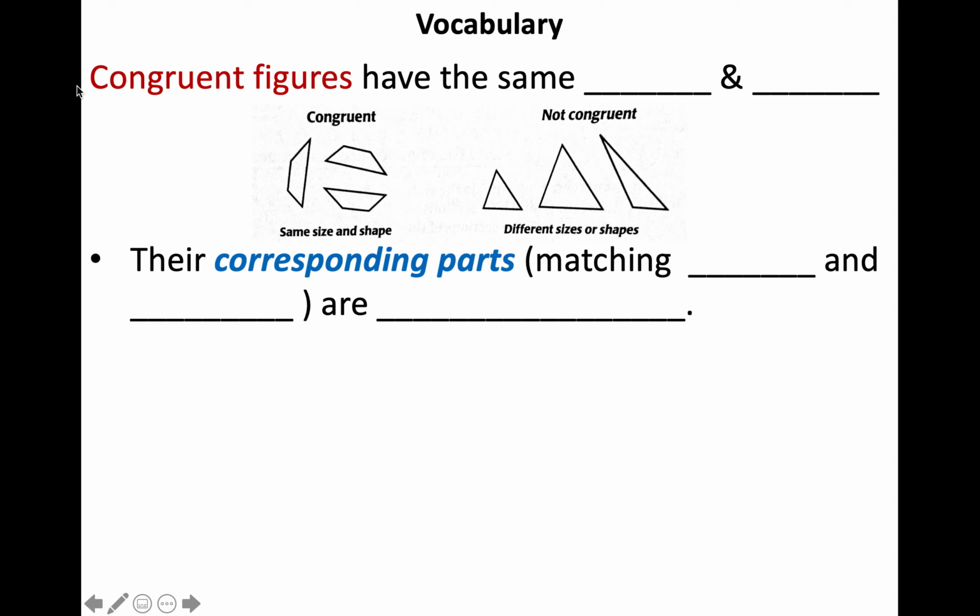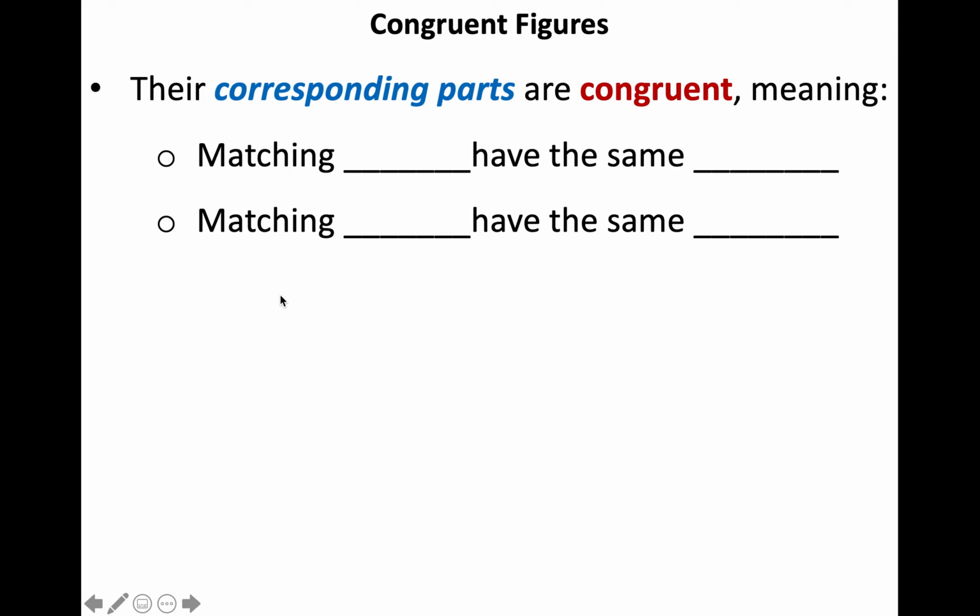Okay, some fill in the blank vocabulary words. Congruent figures have the same size and the same shape. Their corresponding parts, or matching sides and angles, are congruent. Very important concept that we want to go over again with this fill in the blank. Congruent figures, their corresponding parts are congruent, meaning matching blank sides have the same length, and the matching blank angles have the same degree measure.